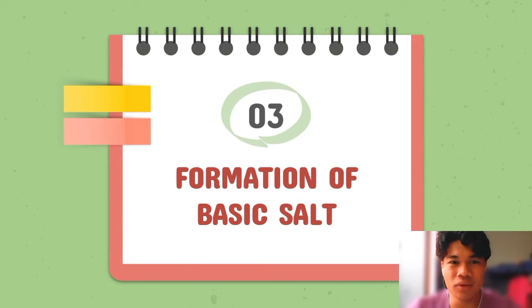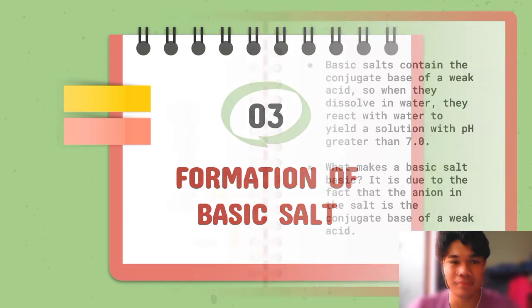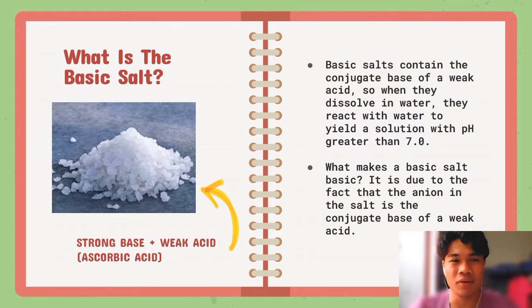Okay, next we go to the formation of basic salt. First of all, we need to know what is the basic salt. Basic salt forms when a strong base reacts with a weak acid, such as ascorbic acid. Basic salt contains the conjugate base of the weak acid, so when it dissolves in water, it reacts with water to yield a solution with pH greater than 7. So, what makes the basic salt basic? It is due to the fact that the anion in the salt is the conjugate base of the weak acid.